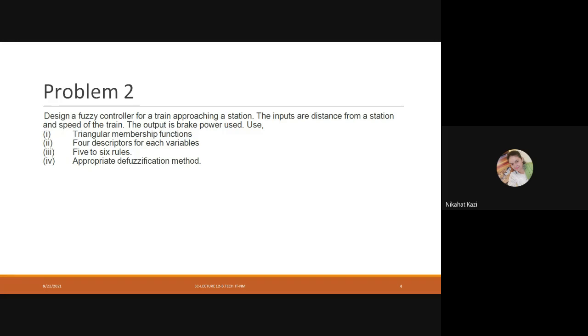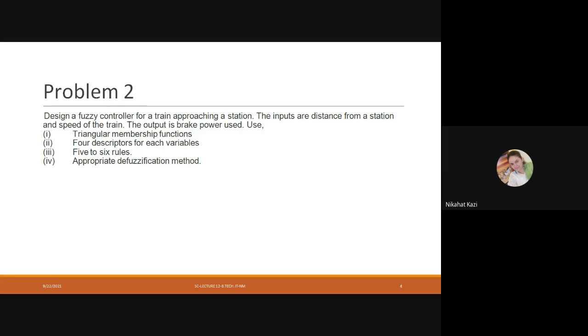What are the inputs? Inputs are given. They are distance from a station and speed of the train. So this is a somewhat tricky problem, I can say, because you have to think very carefully while designing the rule base. That is why I've taken up this problem.